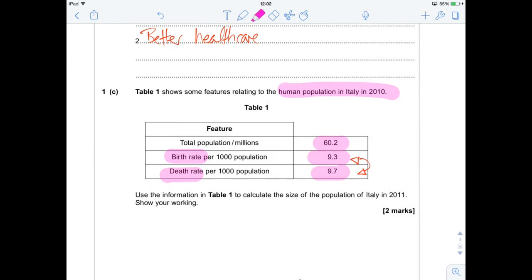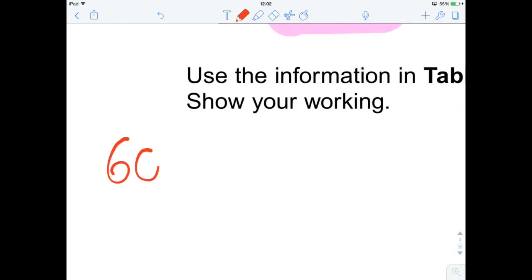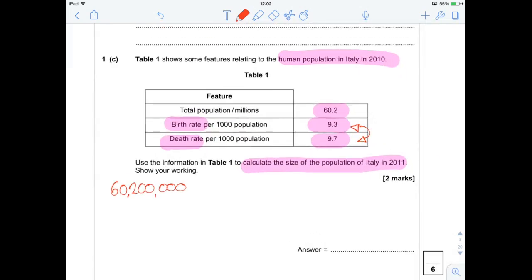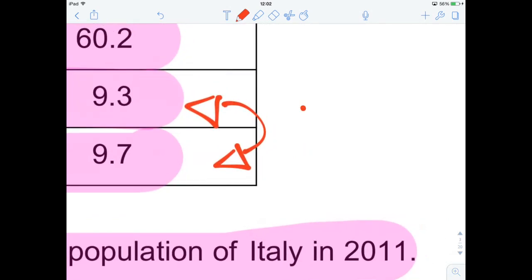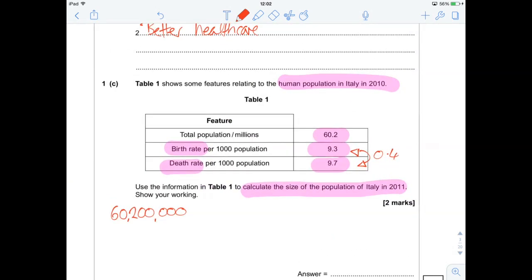Use the information in Table 1 to calculate the size of the population in 2011. Show your working. So we start off with 60.2 million. So write it out in full. 60.2 million. And we're going to expect our answer to be lower than that. So keep that in mind. So basically what I did to get the answer for this question is work out the difference between the birth rate and the death rate, which is 0.4 per 1,000.